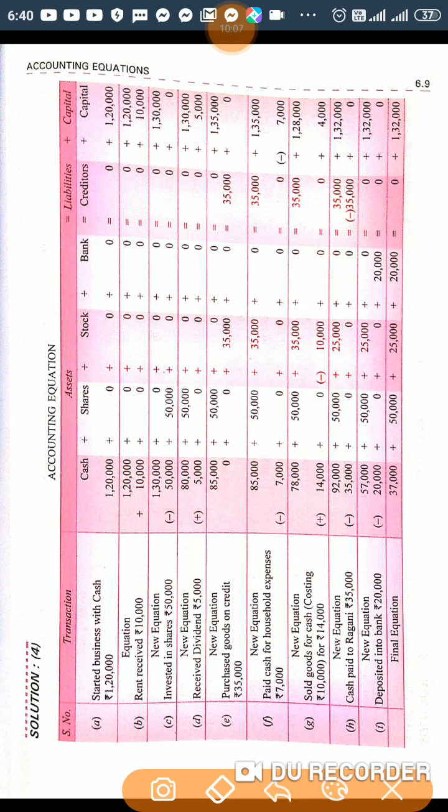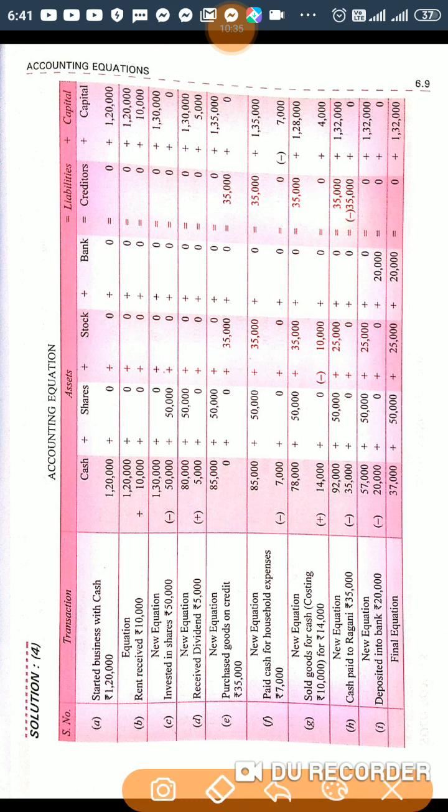Now next is cash paid to Ragni. So cash is decreased by 35,000. We will deduct 35,000 from the cash, and at the same time Ragni is our creditor, so creditor is decreased by 35,000. So asset total is decreased by 35,000, and at the same time liability total is also decreased by 35,000. So the equation remains balanced.